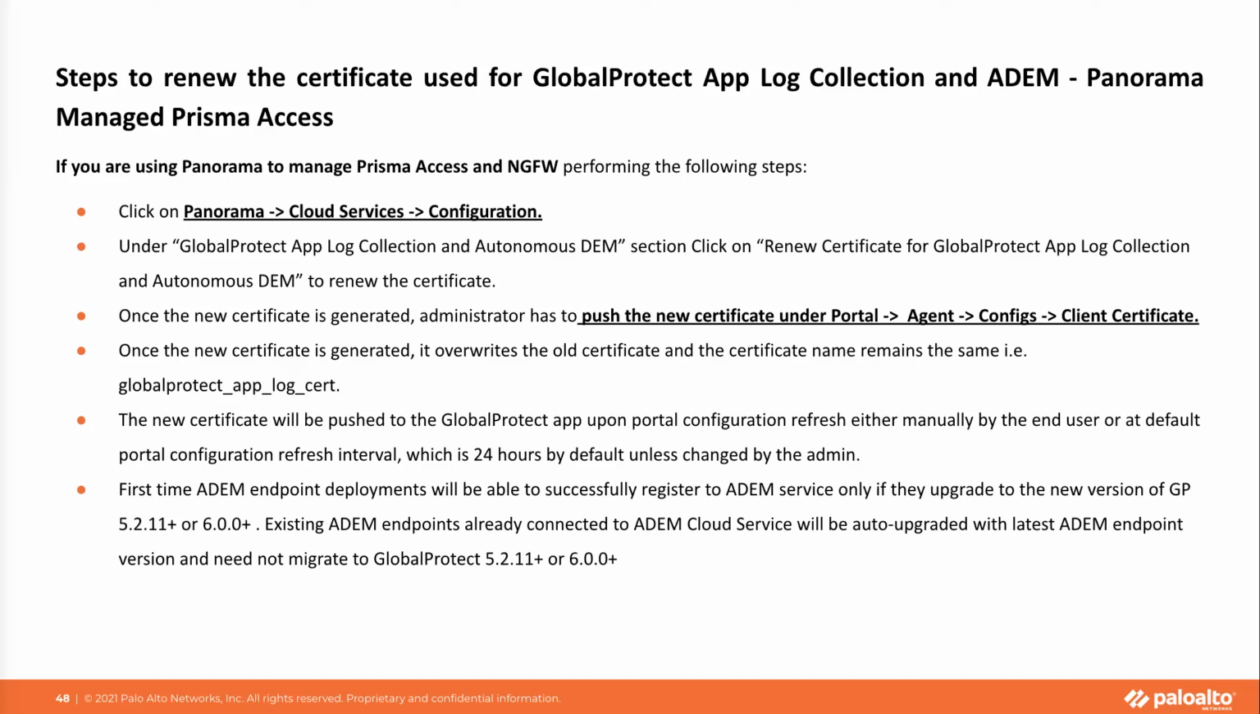This new certificate will be pushed to the GP app upon the portal configuration refresh, either manually or by the end users or at default portal configurations. First-time ADEM endpoint deployments will be able to successfully register if they upgrade to the newer version of GP, either 5.2.11 or 6.0.